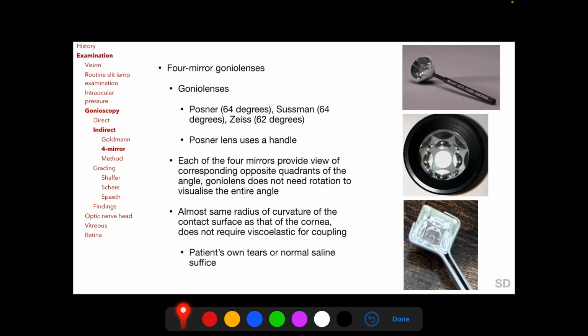And unlike the Goldmann lens, whose contact surface radius of curvature is smaller than the radius of curvature of the cornea, the contact surface of the 4-mirror lenses have almost the same radius of curvature as that of the cornea, and so they do not require viscoelastic for coupling, and patients' own tears or normal saline suffice as the coupling agent between the contact surface of the 4-mirror gonio lenses and the cornea.